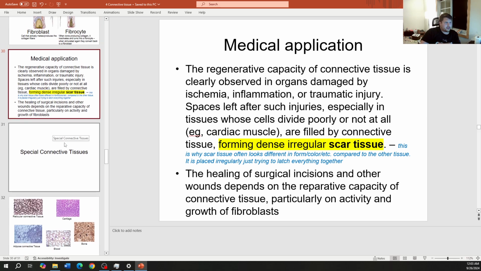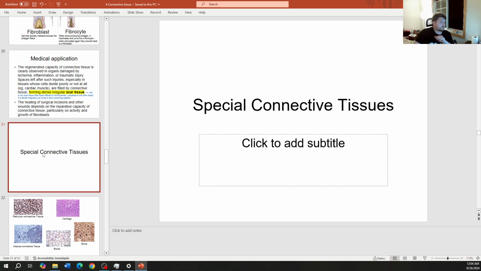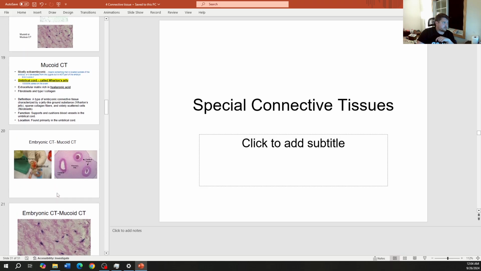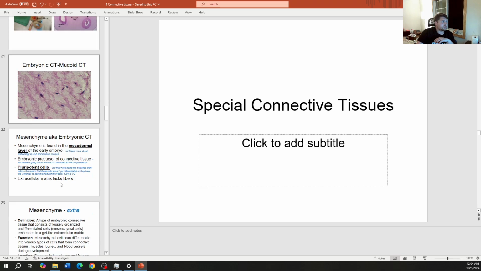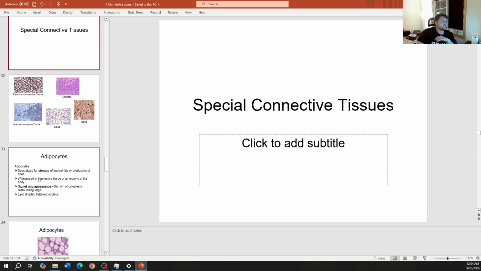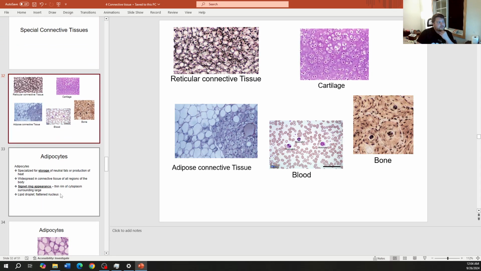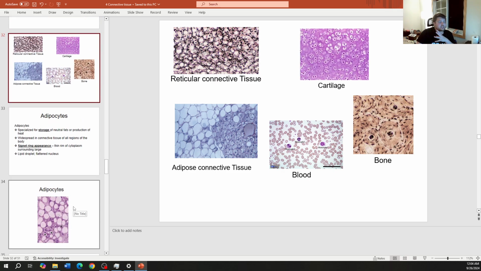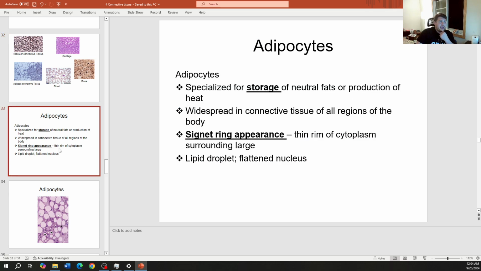Okay, a little off subject, but really good to know, and it helps you look forward to the future. Now, we talked about the proper connective tissue, and we talked about the embryonic tissue. Let's get into these special connective tissues. We're going to go pretty quick through these, as it's mostly keyword recognition. We have reticular connective tissue, adipose tissue, cartilage, blood, and bone. Starting with adipose tissue.